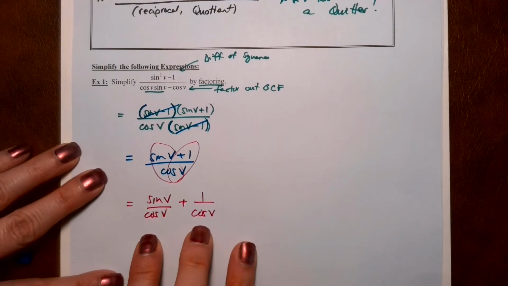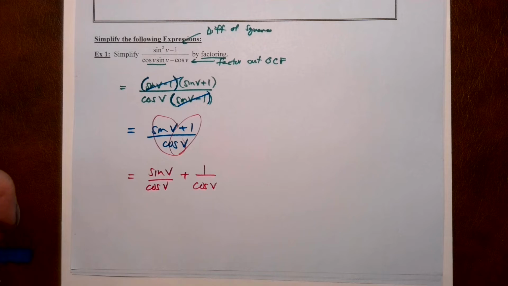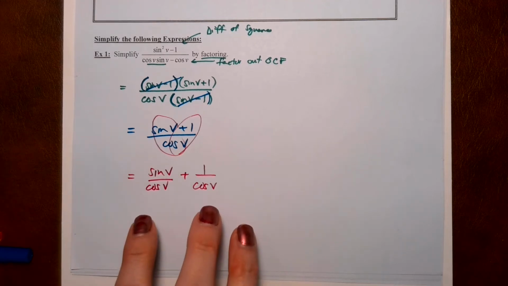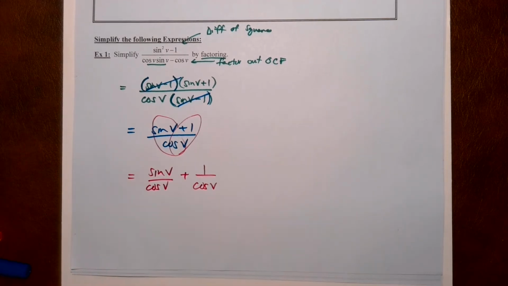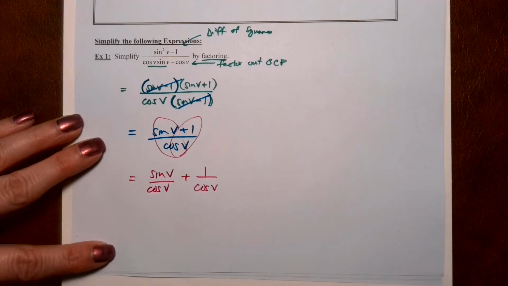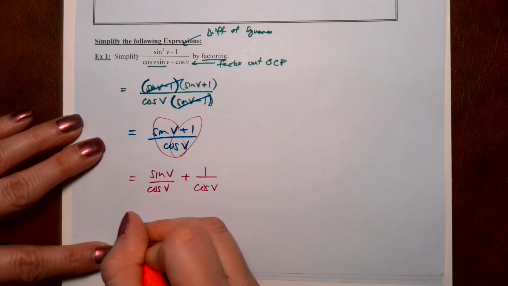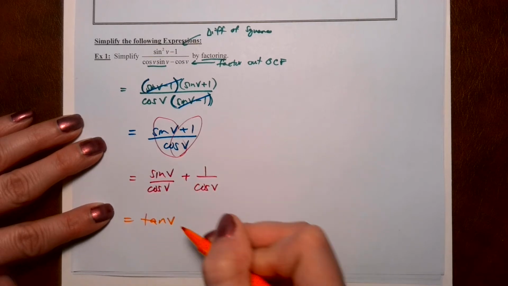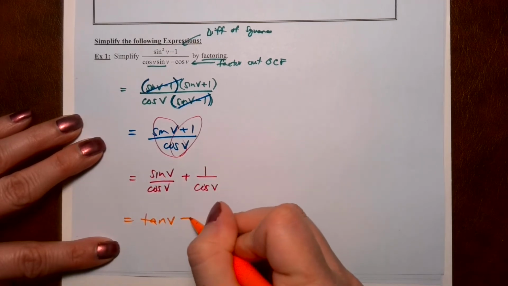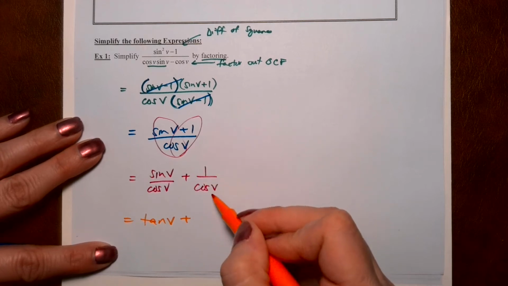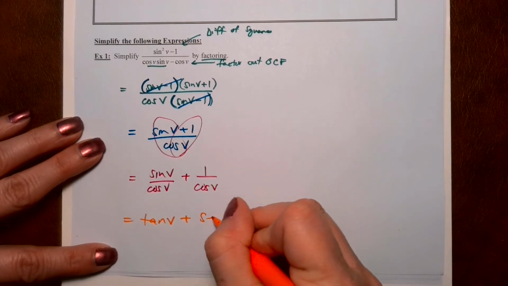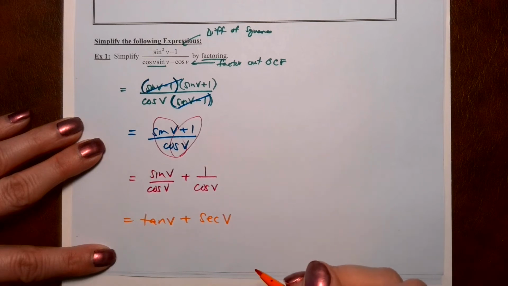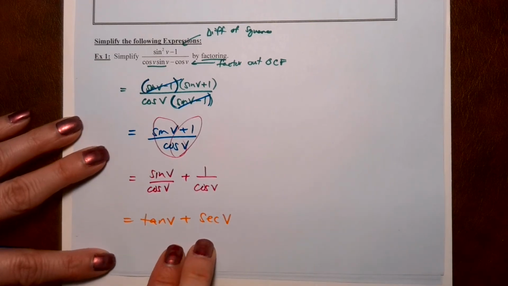Okay, but how did this help? Because I still have fractions. Okay, and remember, not fractions would be more simple. So how can I write this as a final answer that doesn't have fractions? So the first term, sine over cosine, could be a tangent of v. That's not a fraction. Is there any way to write this as not a fraction? 1 over cosine, I could write that as a secant of v. Can I add those together?